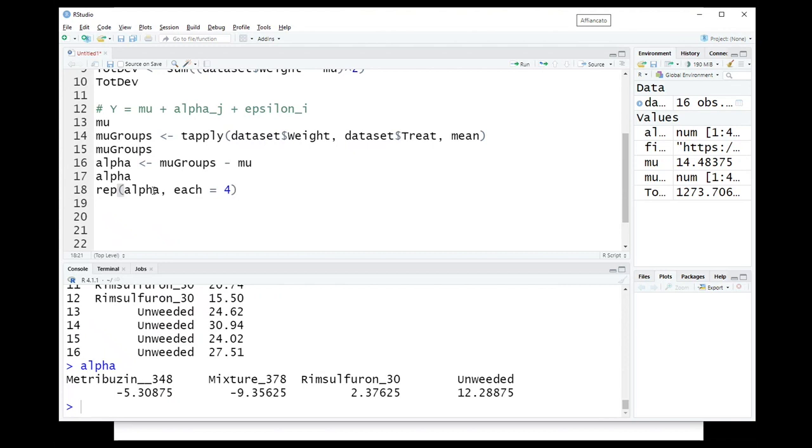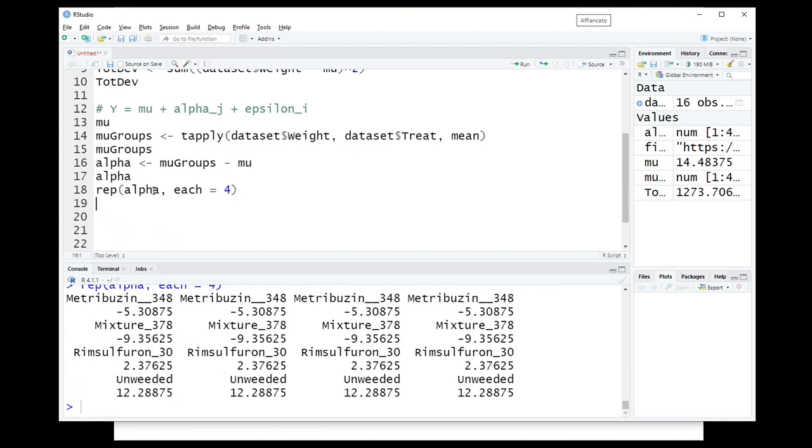Did you get this? So look here in this new vector, which I still have to define. I have 4 times minus 5.3, which is the effect of the first treatment. Okay, so I'm putting this inside the data set in the column alpha.